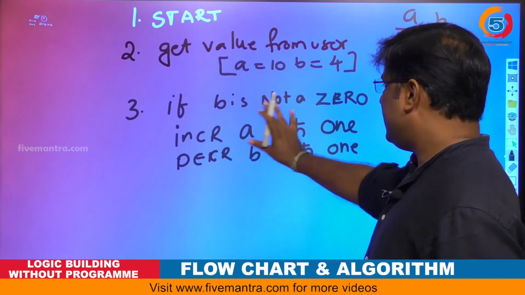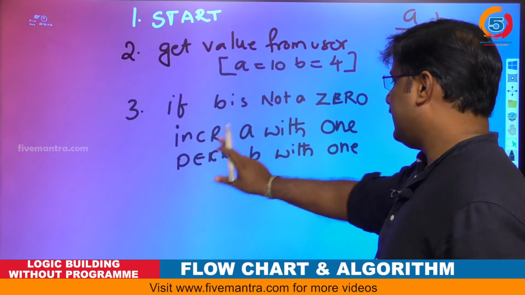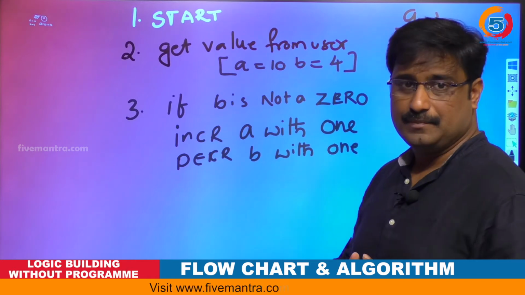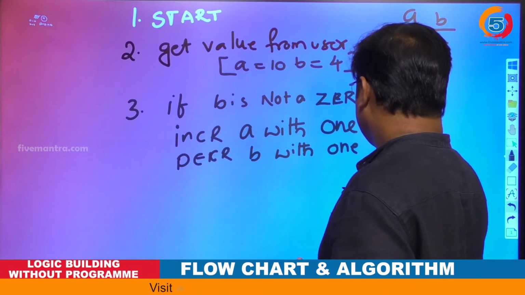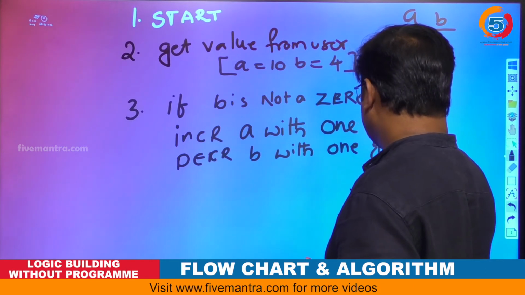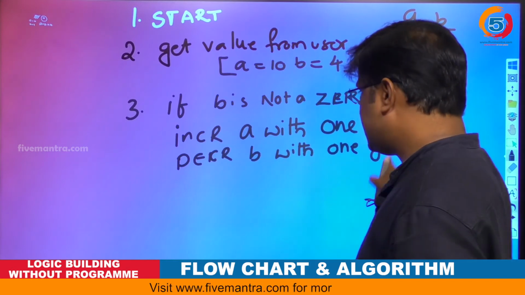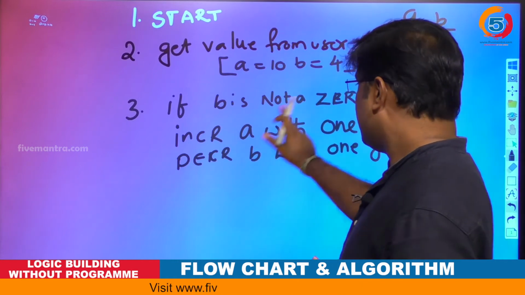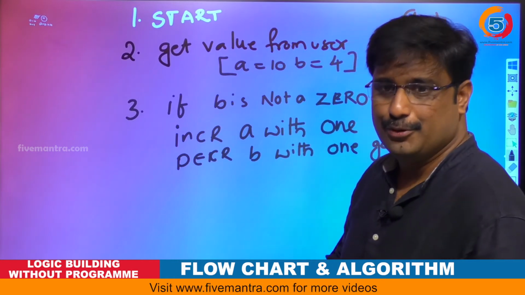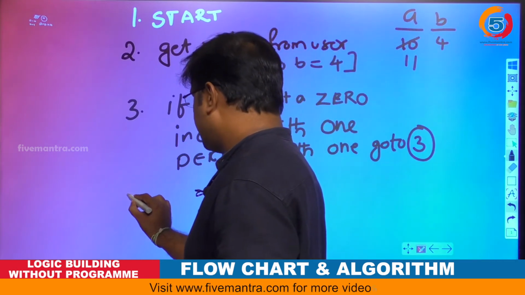Okay, when b is not a 0, increment a with 1 and decrement b with 1. And if it is true, then what you have to do? Go to, after this, what you have to do? Go to 3 only. Means once again you have to repeat this one, till b is a 0. When b is a 0, it will decrement it, right? Next, fourth step.